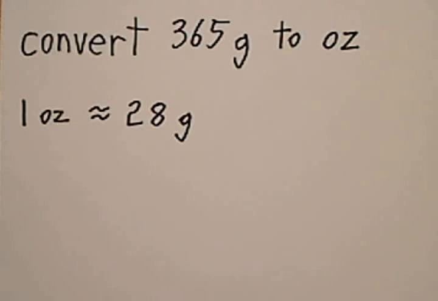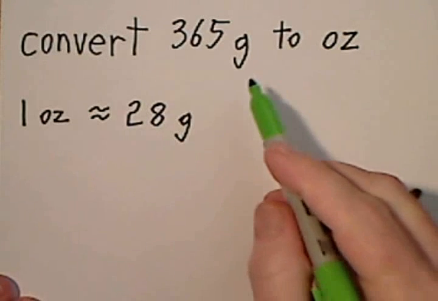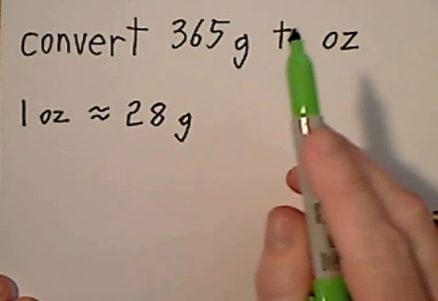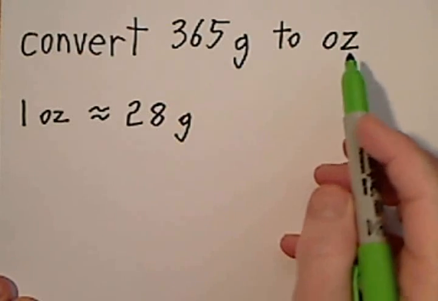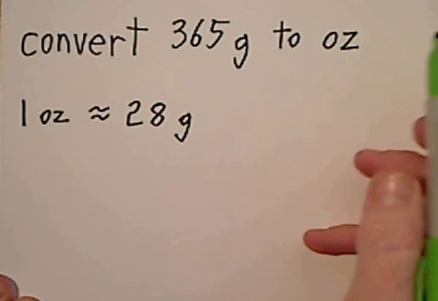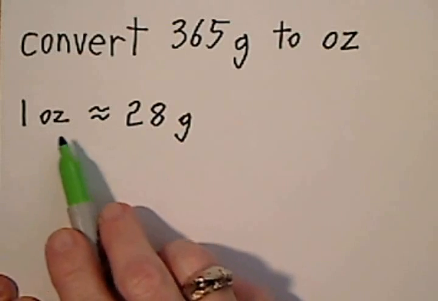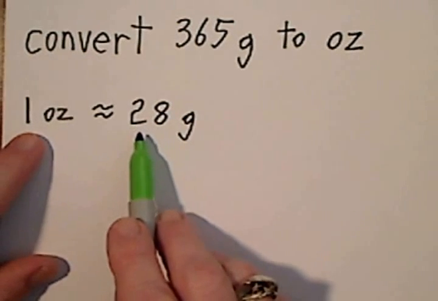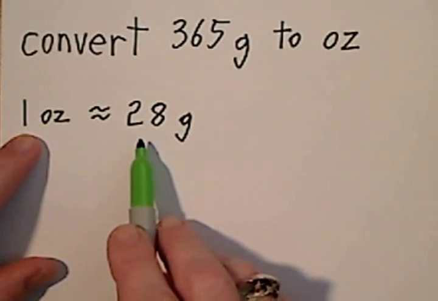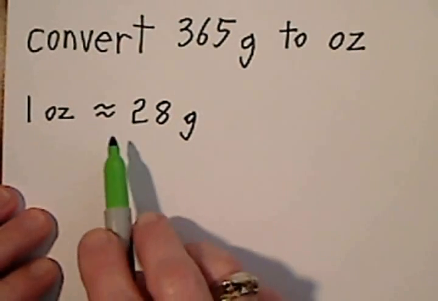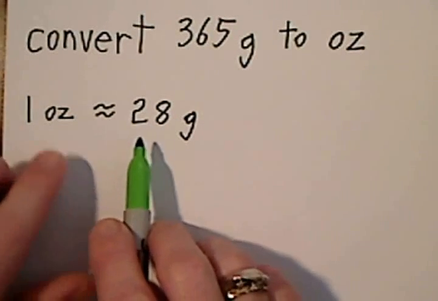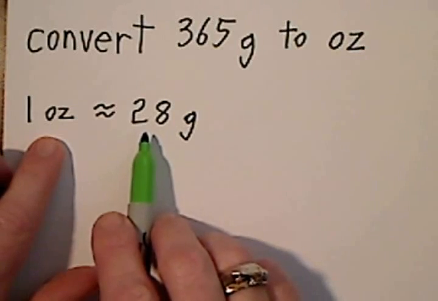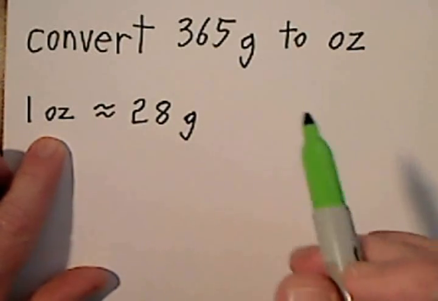We're asked to convert 365 grams to ounces. I'm just abbreviating grams with a G, ounces with OZ. And you're given an equivalency: 1 ounce is approximately equal to 28 grams. This came from page 86 in the text. And as long as you're given an equivalency, you can do any conversion.